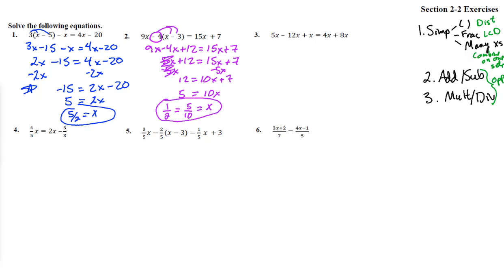All right, number 3. We do not have any parentheses. We don't have any fractions, but we do have many x's. Let's combine everything on the left-hand side here. 5x minus 12x is negative 7x plus x is negative 6x.